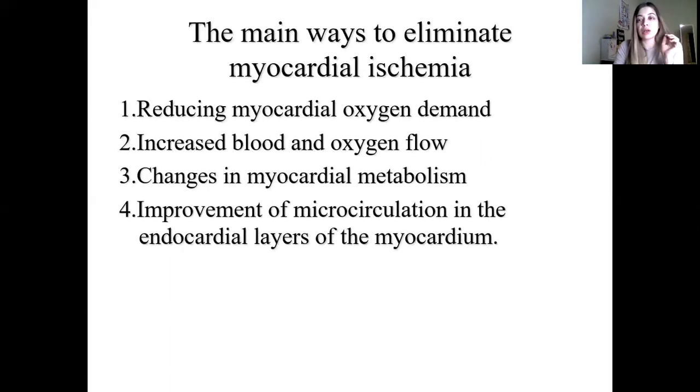The main ways we go about eliminating myocardial ischemia are to reduce the myocardial oxygen demand, to increase blood and oxygen flow there, to change the myocardial metabolism, and to improve the microcirculation of the endocardial layers of the myocardium. So why do we use these ways?